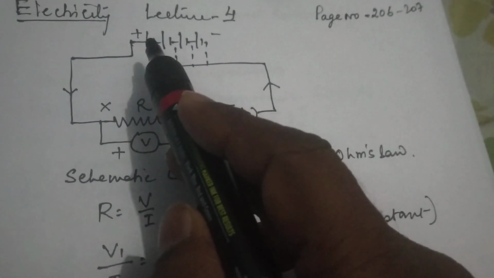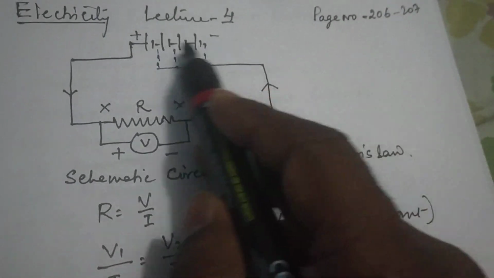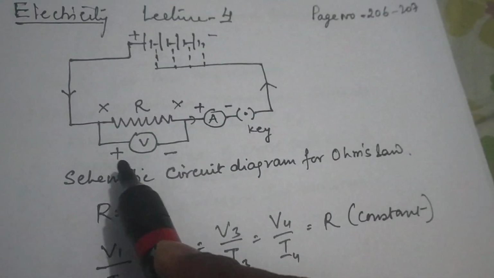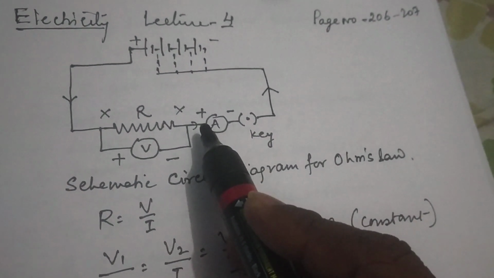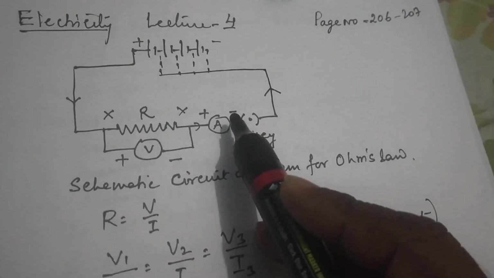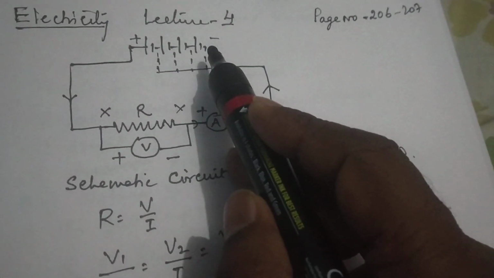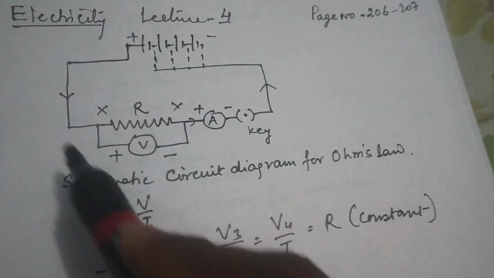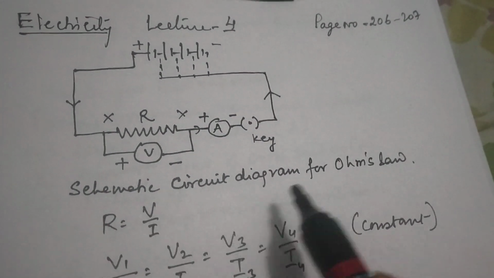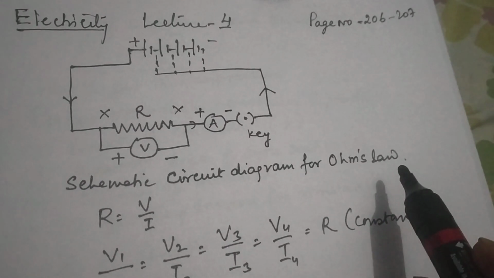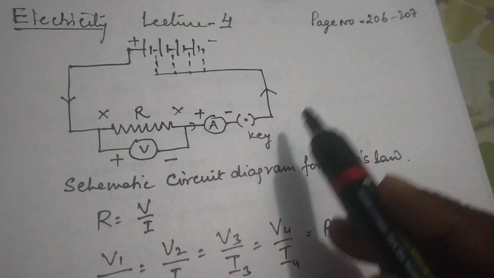Now this thing should be followed. The plus of the battery or a cell has to be connected to the plus of the voltmeter. The negative of the voltmeter has to be connected with the plus of the ammeter. And again, the negative of the ammeter should be connected to the negative of the cell. Please practice this circuit diagram, because this is frequently asked in the exam. Schematic diagram for Ohm's law or verification of the Ohm's law. So I think this diagram is clear.